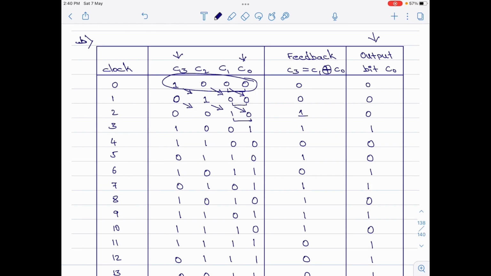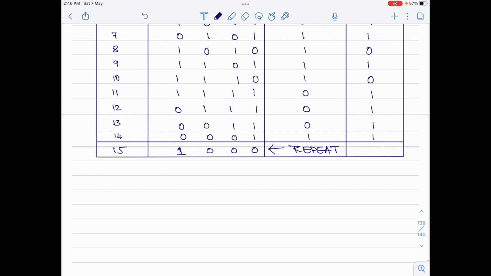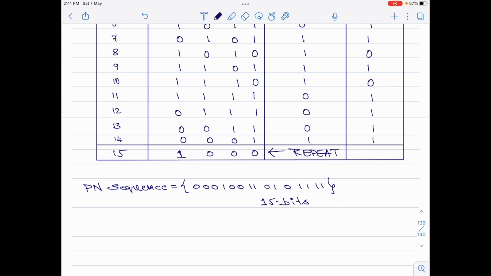The PN sequence is stored in the contents of the last column, which is the output bit C0 column. Please note, it is always read from top to bottom. So, the PN sequence generated is 0, 0, 0, 1, 0, 0, 1, 1, 0, 1, 0, 1, 1, 1, 1. This is the PN sequence. If you compute the number of bits, you will find it is equal to 15 bits, which is exactly what we obtained in part A of the numerical. That completes part B of the question as well.